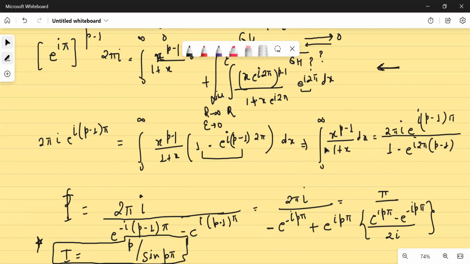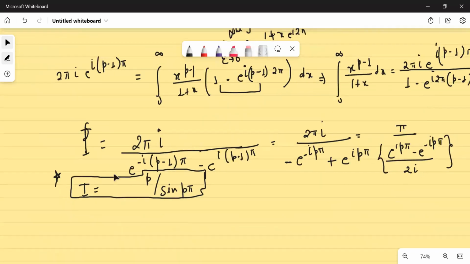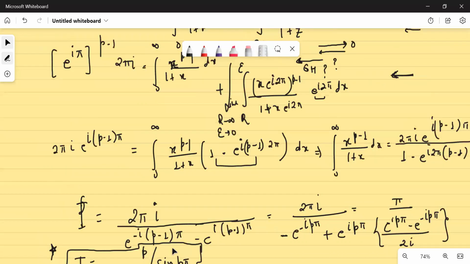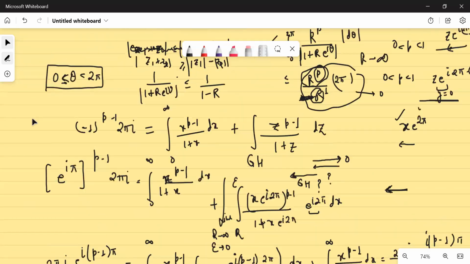We were discussing all these things, so this was that integral. And here you will get 2πi e^{iπ(p-1)} divided by this entire thing. Just try to divide this entire thing, and you will find that this integral is given by π/sin(pπ). Don't get confused and say that sin(pπ) is always zero. It is not always zero. It is only zero if p is an integer.